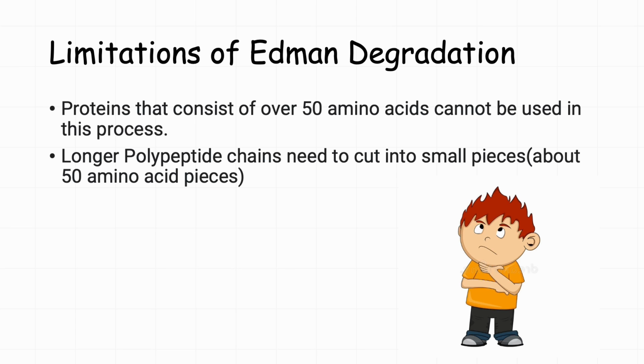So if you have a large polypeptide chain in your protein, we need to cut it into small pieces and then identify each using Edman degradation to find their amino acid sequence.